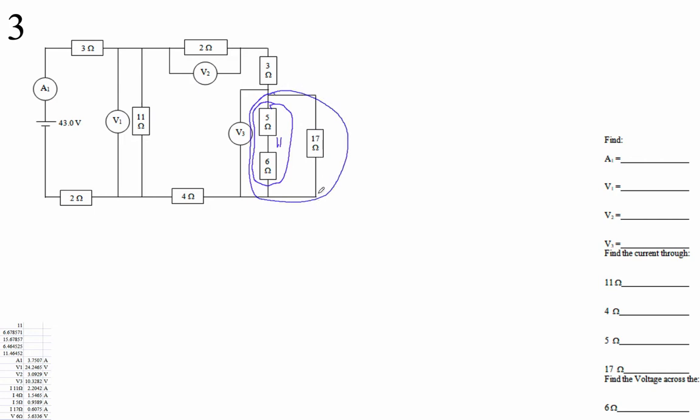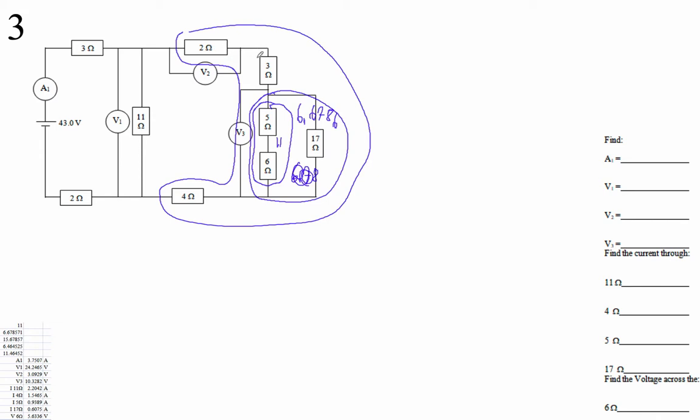So that is going to be left parenthesis 11 to the minus 1 plus 17 to the minus 1, right parenthesis to the minus 1. That is 6.6786 roughly. Okay. And now we've got a series thing going on here, right?